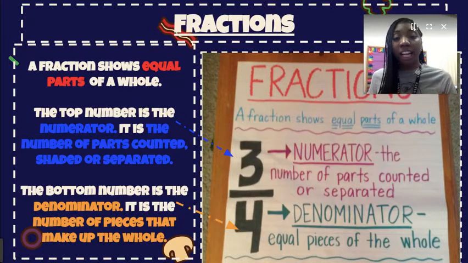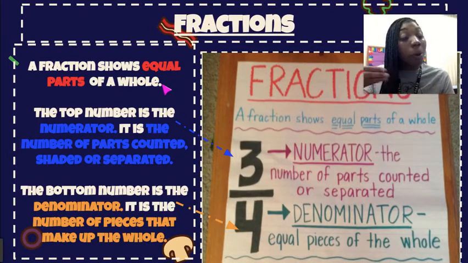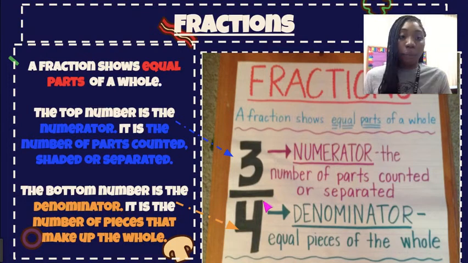So let's look more closely at fractions. A fraction shows an equal part, and that's going to be very important, because fractions show equal parts of a whole. This top number here is something called a numerator. Say it with me. Numerator. One more time. Numerator. Great. And so the numerator is the number of parts that's counted or separated. The bottom number of a fraction is called the denominator. Can you say that with me? Denominator. One more time. Denominator.